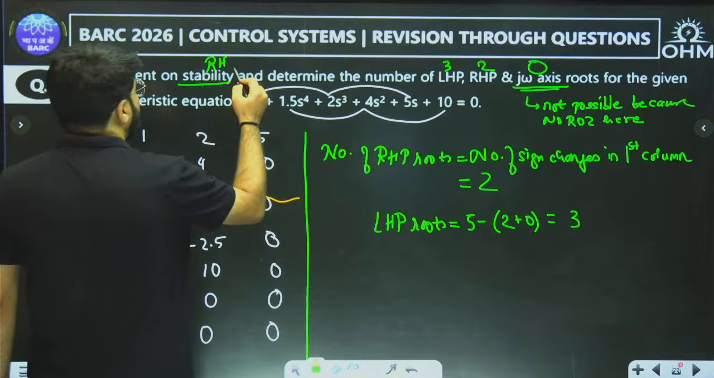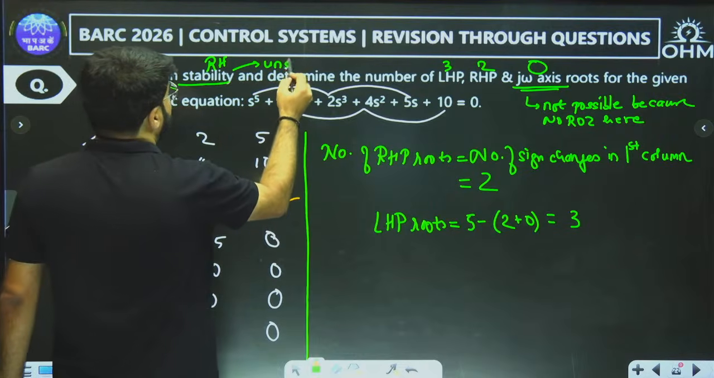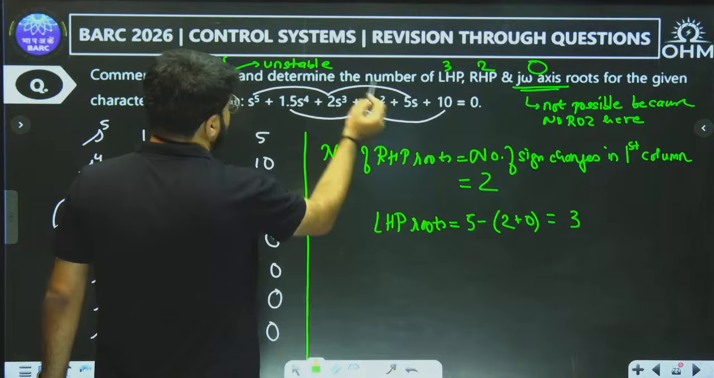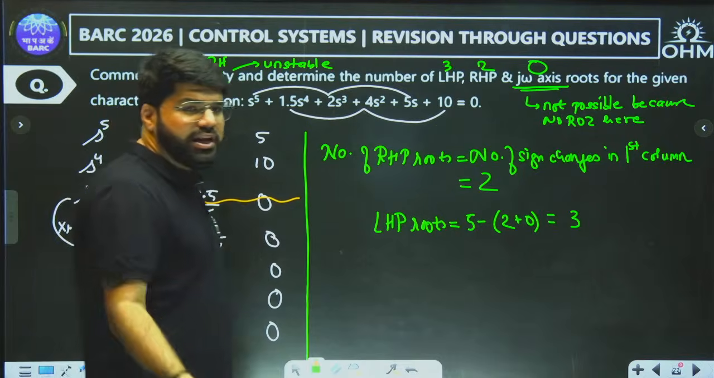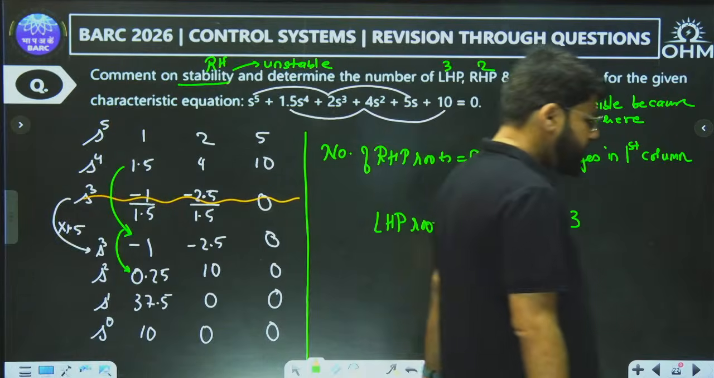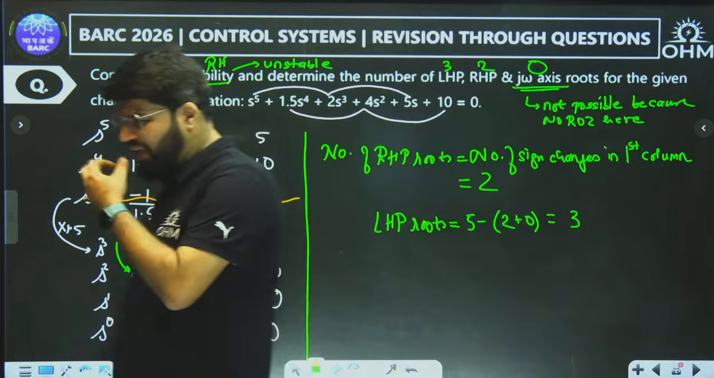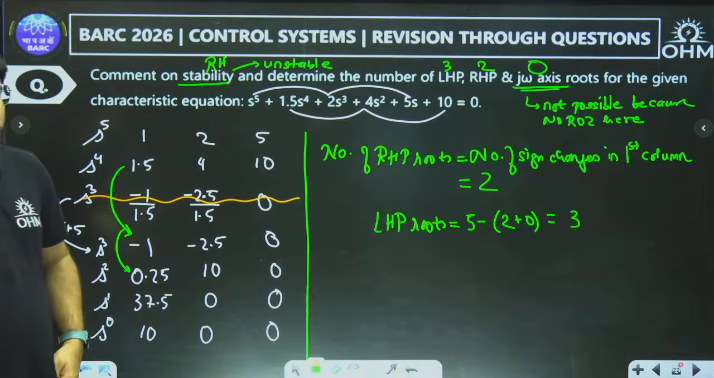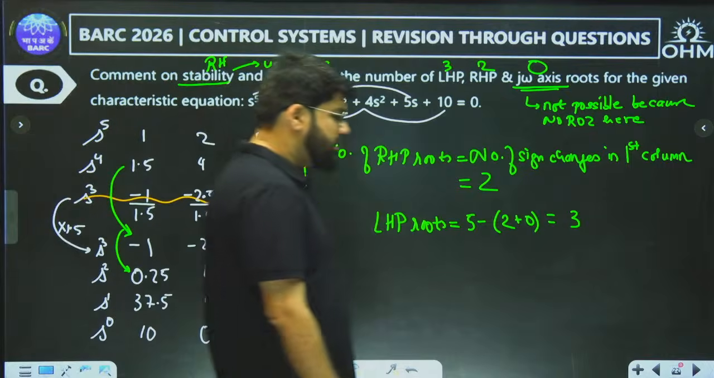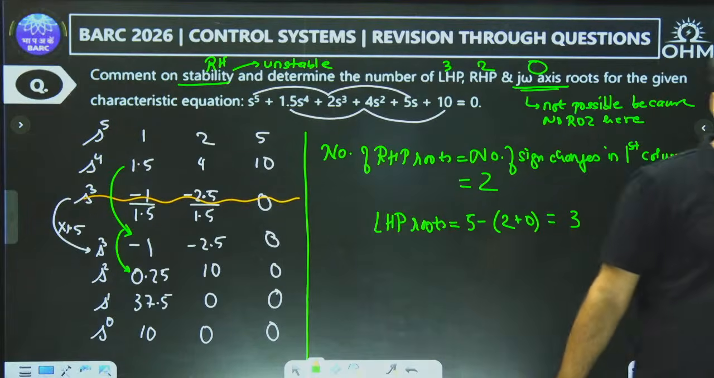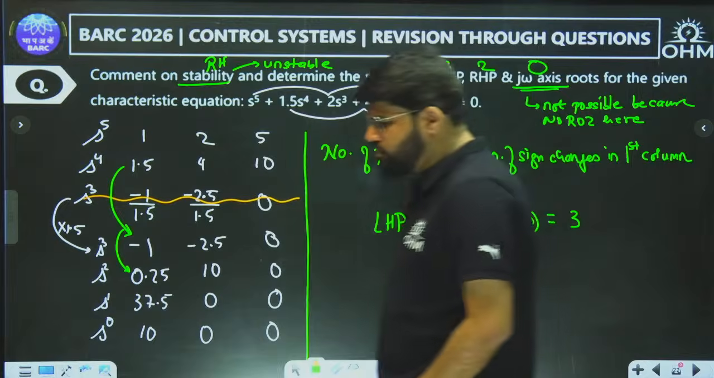Commenting on stability, system is stable or unstable? Unstable, because you have RHP roots. Even a single RHP root makes the system unstable. Got it? Even if you have a single RHP root, the system is unstable. Correct.